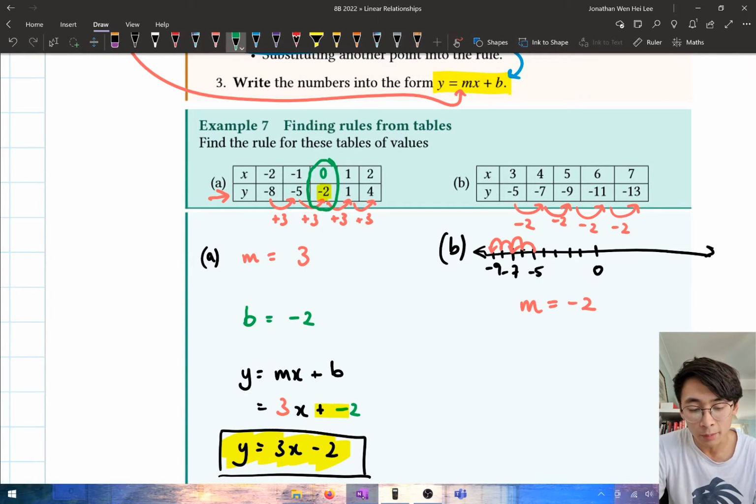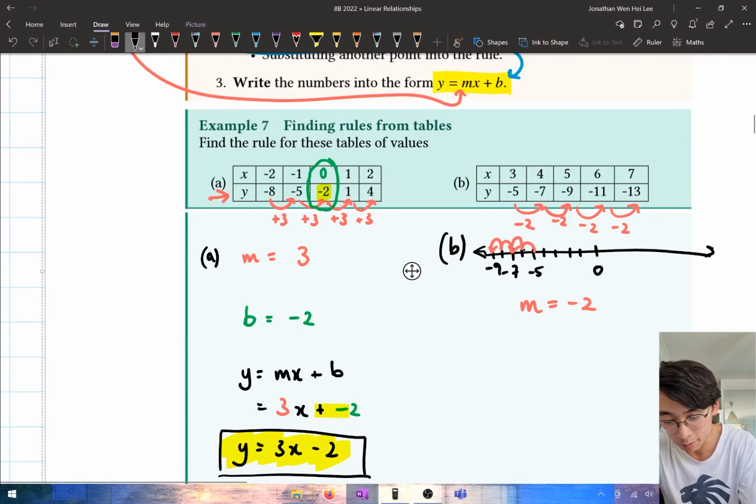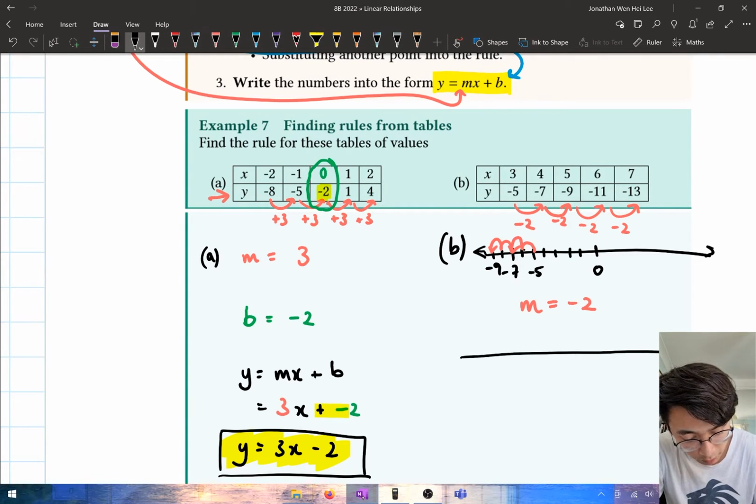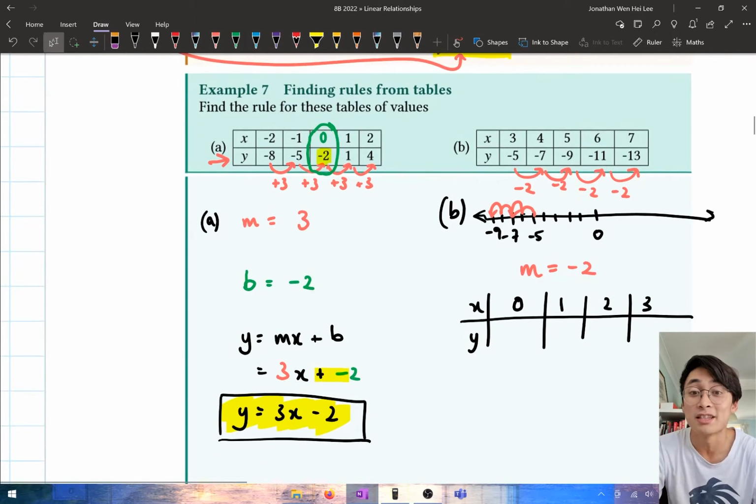Now, if you have a look at my numbers, I've got 3, 4, 5, 6, and 7 in my x values. What I can do is extend the table on the left-hand side. I'm going to draw up my table and add on a few more columns here. I'm going to put 3 here, 2, 1, and 0 here.